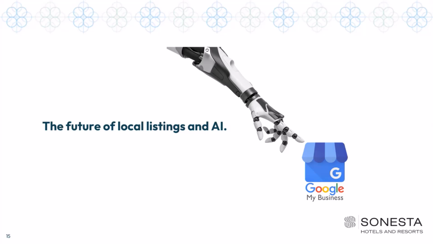The AI will be able to recognize that it scanned 10 listings for Costa Sur, and 9 of the listings had this phone number, and the 10th listing had this phone number. It'll understand that's the wrong phone number and automatically update that listing for us. So as we head into kind of the future of what we're looking at and how we manage our listings, this will be a part of it.